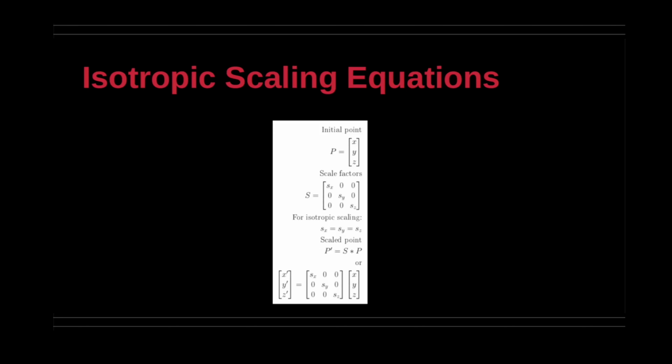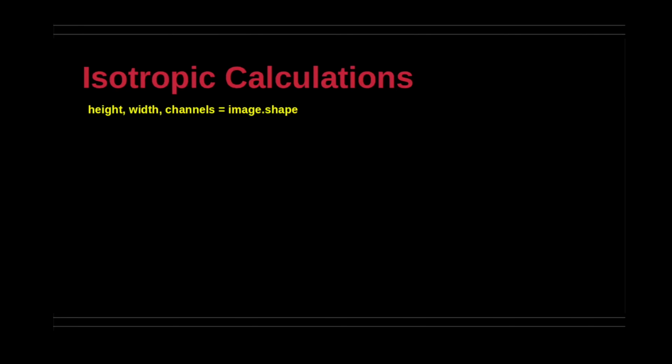P prime is the column vector for the scaled point. It is calculated by multiplying the scaling matrix with the initial column vector for the initial point. In order to keep the presentation simple for now, I have omitted consideration of the homogeneous coordinate system that is applicable for 3D objects.